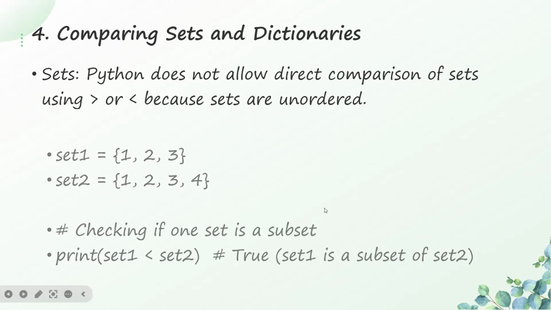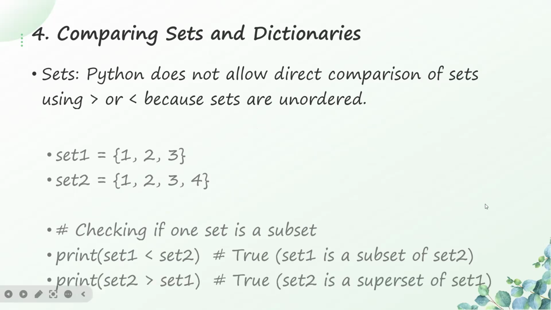So when you say set 1 less than set 2, Python is going to check: is set 1 a subset of set 2? It means, does set 2 have every other thing that set 1 has? If it is true, then it goes through, okay? When you now say set 2 greater than set 1, yes, set 2 is greater than set 1 because set 2 has every other thing that set 1 has. But if you try to say is set 1 greater than set 2, it will be false because set 1 does not have everything that set 2 has, okay?